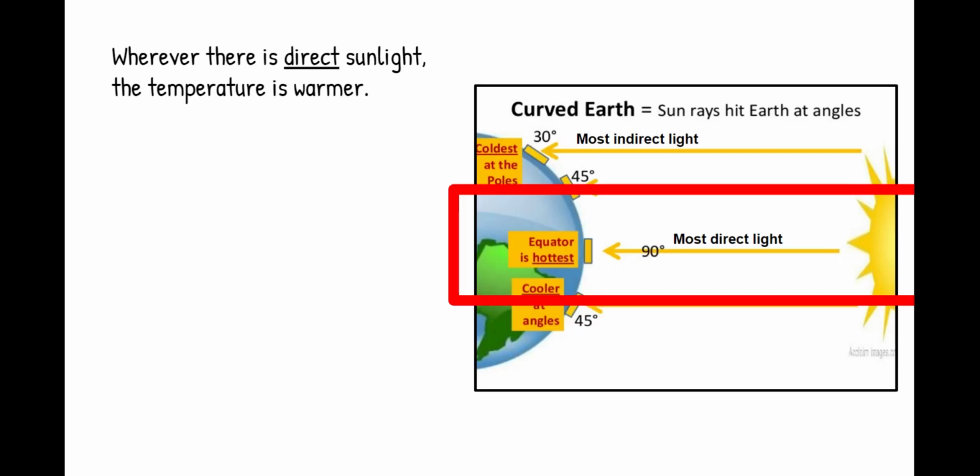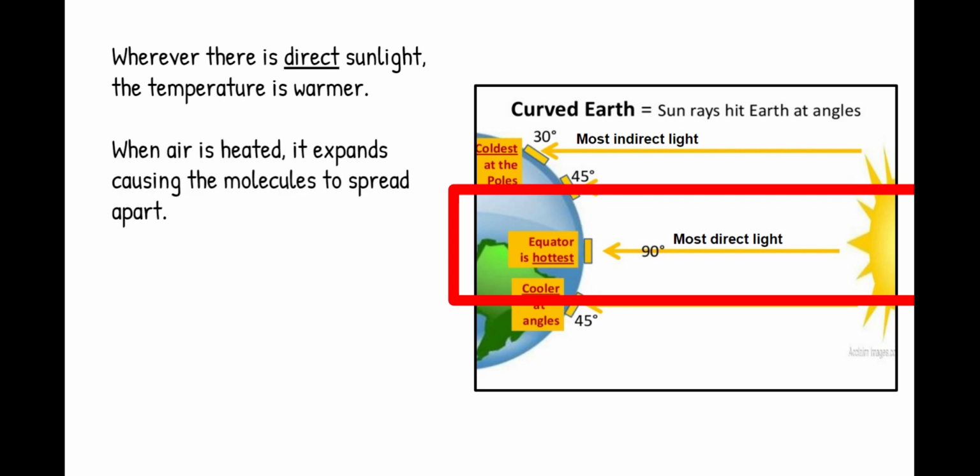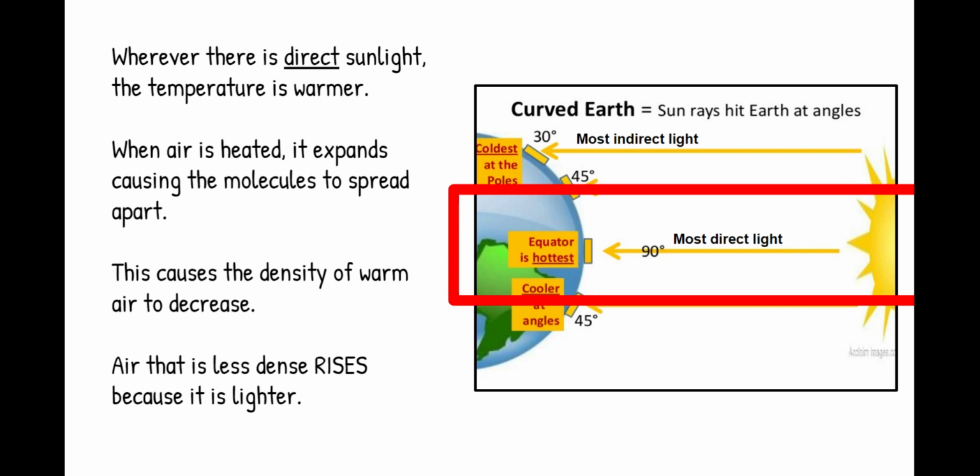But in terms of weather and how winds are created on Earth, we dig a little deeper. So wherever there's direct sunlight on Earth, the temperature is warmer. You know this, that it's warmest near the equator. When that air is heated, it expands and causes the molecules to spread apart. And that causes the density of warm air to decrease. And when warmer air decreases in density, that means that the air is rising because it's lighter.